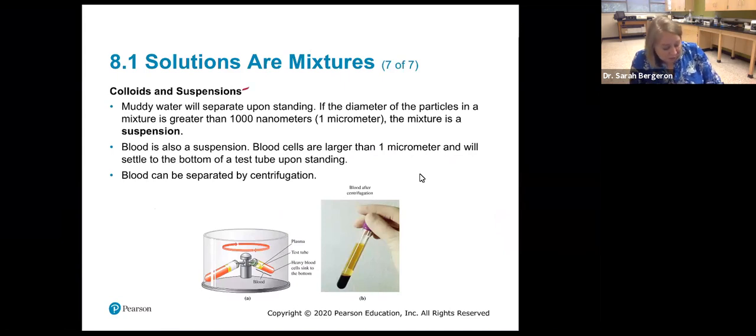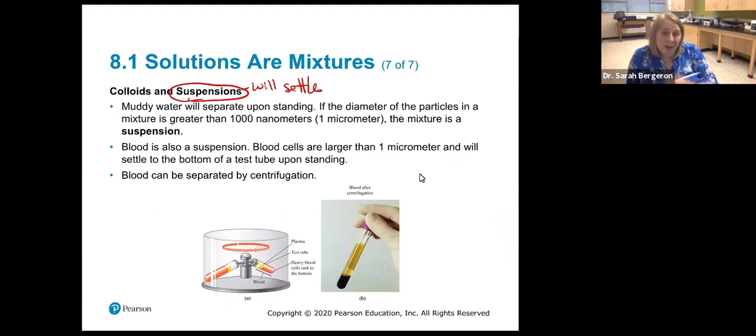So here's a suspension. It will settle. Muddy water, that's what we were talking about before, will separate upon standing, right? And why? The reason is because the size of the particles is large enough that they will be subject to gravity and get pulled down, right? Blood's a good example of another suspension.